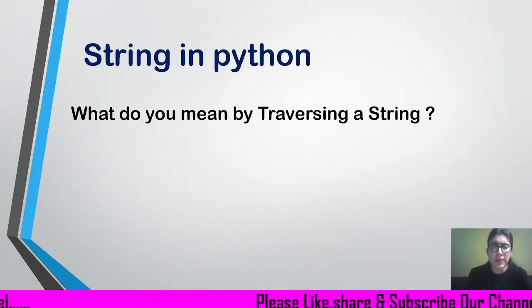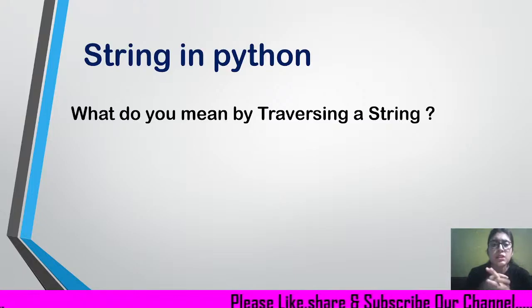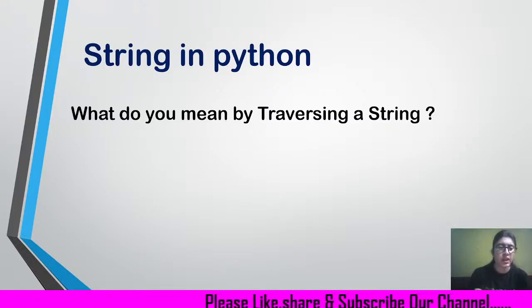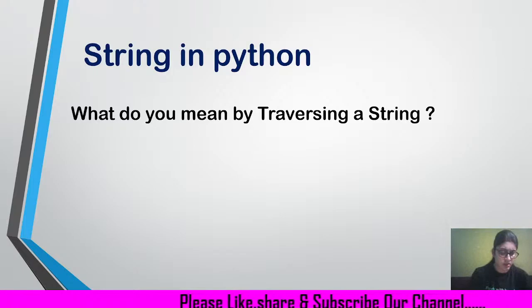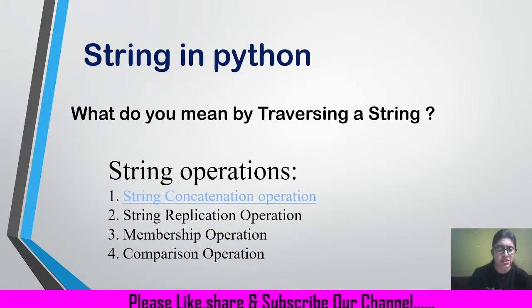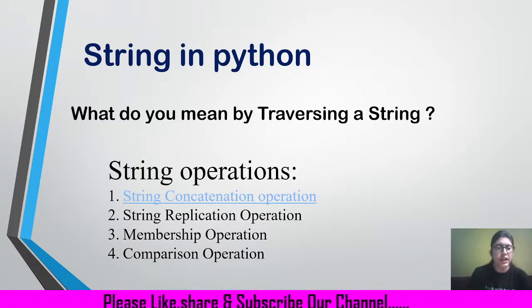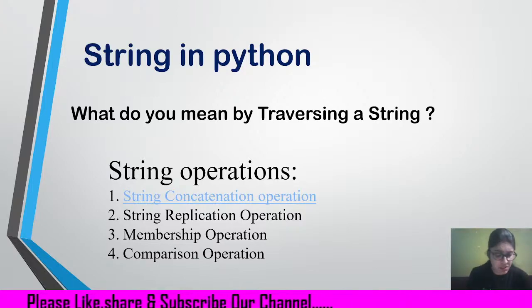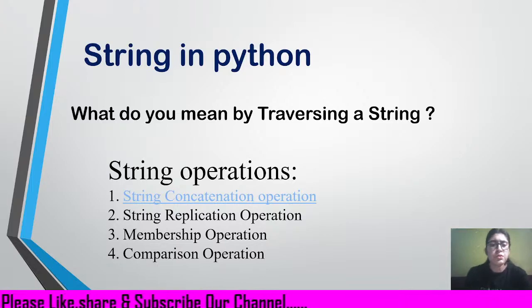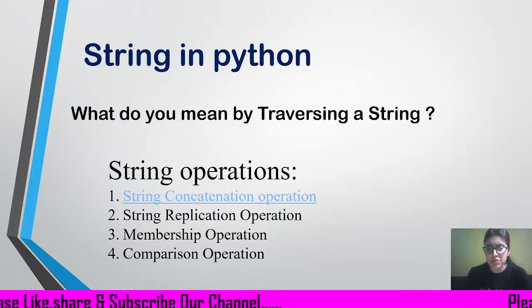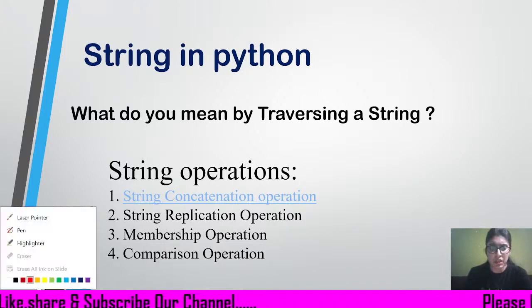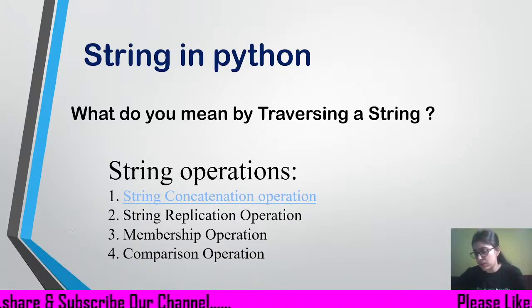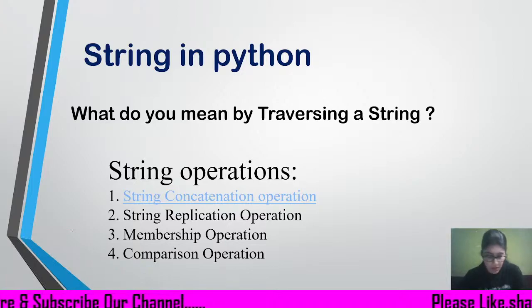Now let's see what is a Python string and what we mean by traversing a string. Now see string operations. There are 4 string operations we can have. Number 1 is string concatenation. Number 2, string replication. Number 3, membership operation, and comparison operation. In all of this, I am going to explain you one by one.